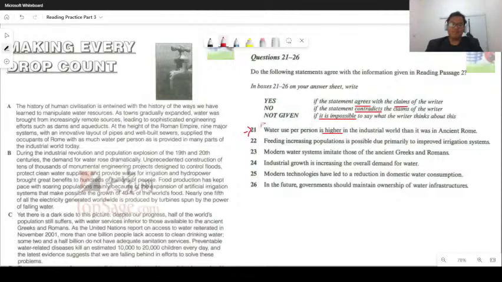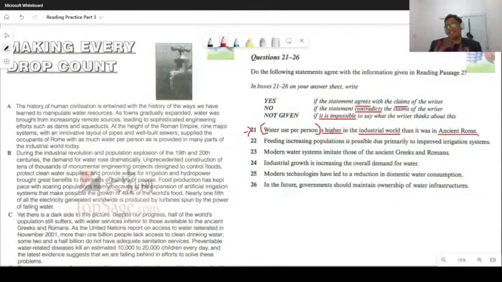So here, for example, it says water use per person. It's not a general use of water, or water use for irrigation or other purposes, right? Is higher. You're looking for words similar to higher in the industrial world. So one of the main subjects mentioned there is the industrial world. So we want to find a paragraph that focuses on the industrial era, right? Then it was in ancient Rome. Now this one is a very specific name, so you may highlight that as well.